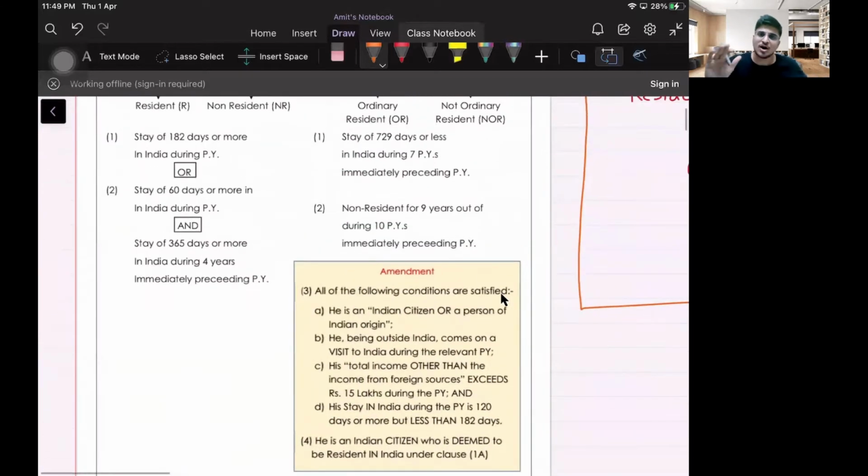What was the first? Stay of 729 days or less in the 7 years preceding the previous year, or non-resident. You are a non-resident for 9 out of 10 previous years immediately preceding the previous year. In that case, you will be called RNOR if you satisfy any one. If you satisfy none, then ROR applies.